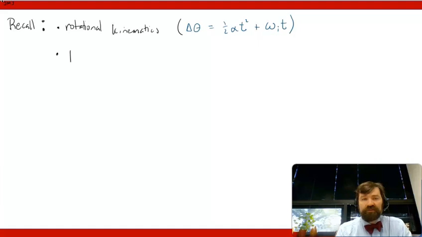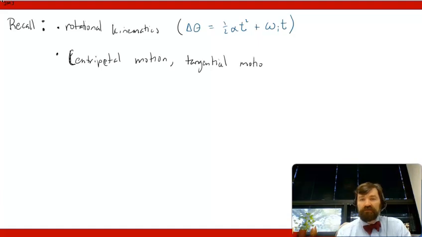Another thing to keep in mind is the conditions for rotational motion in general. So this would include centripetal motion. We'll just label it as centripetal, as well as tangential motion. So centripetal, tangential, and a not exactly new term, but new to this context, center of mass motion.